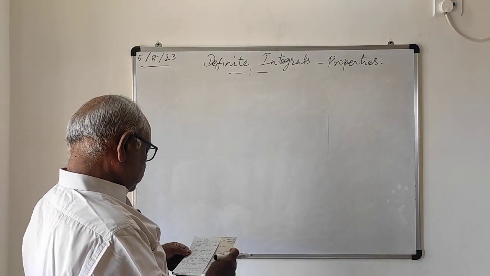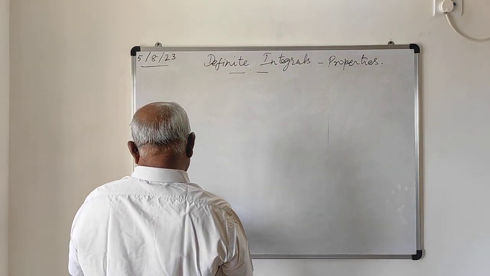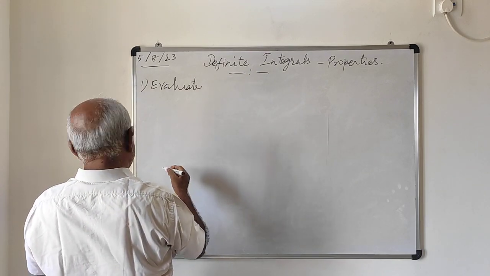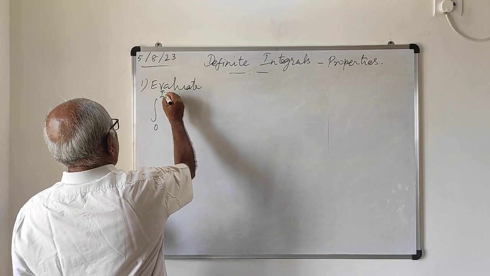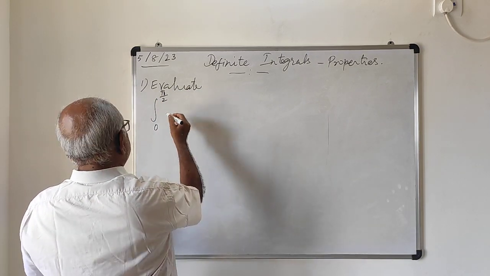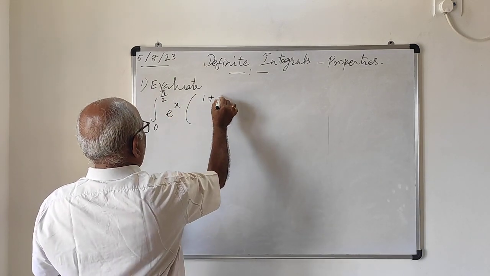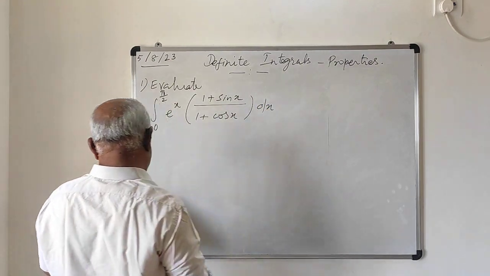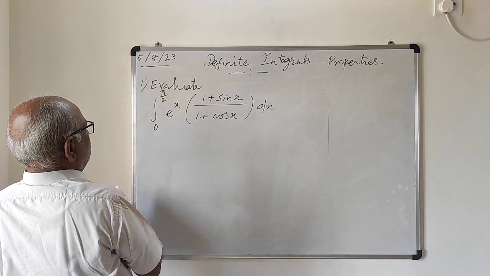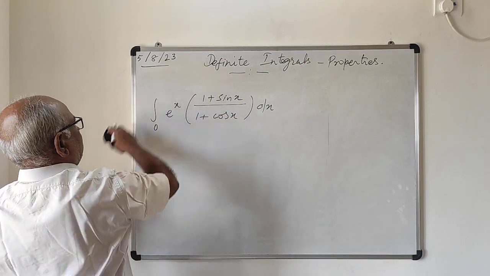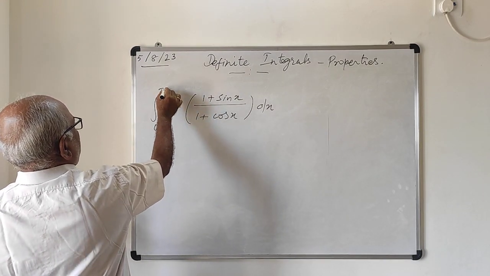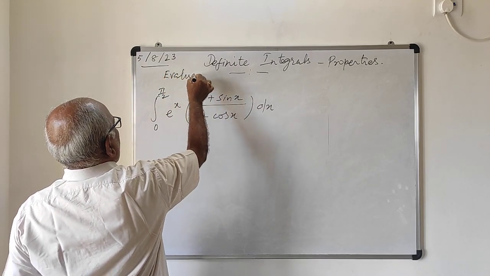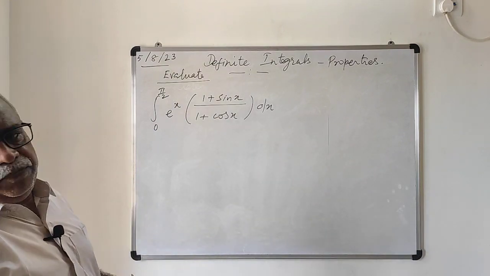So, consider the problem. Evaluate the integral from 0 to pi by 2 of e power x into (1 plus sin x) by (1 plus cos x) dx. This is the problem. Evaluate the problem using the properties of definite integrals.